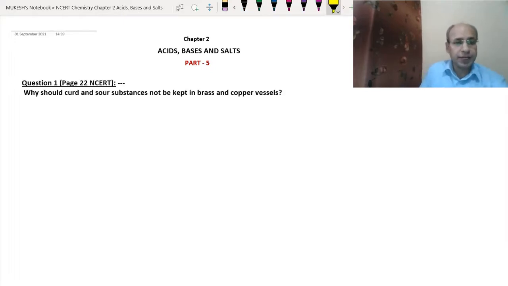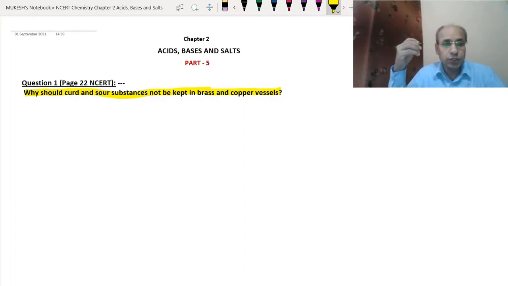The first question that we will attend is from the NCERT book: why should curd and sour substances not be kept in brass and copper vessels? They ask why we should not keep them in brass, because brass also contains copper, or in a copper vessel. As we have studied, copper metal does not react with acids, and curd and sour substances contain acids. But if it does not react with the acid, then why shouldn't we keep it?